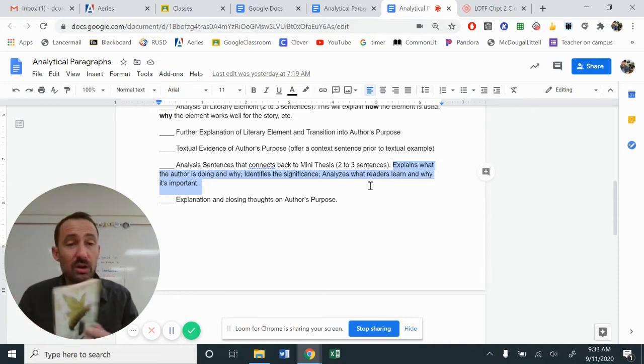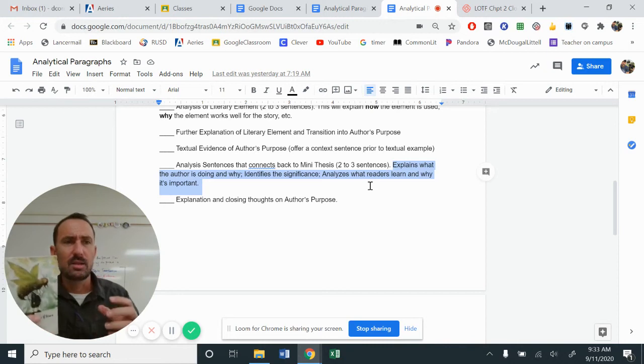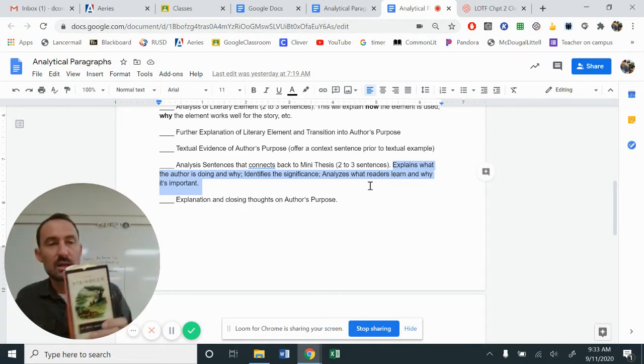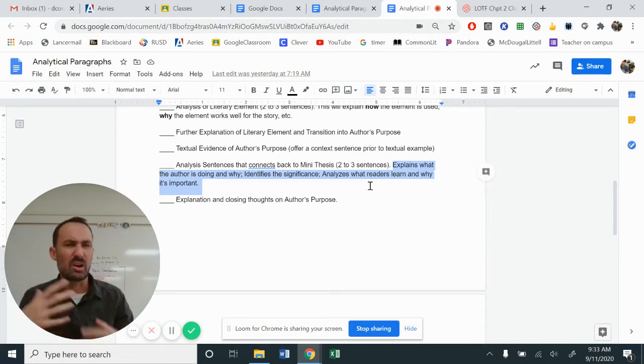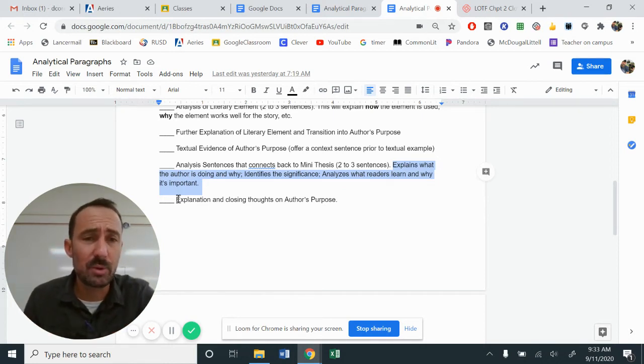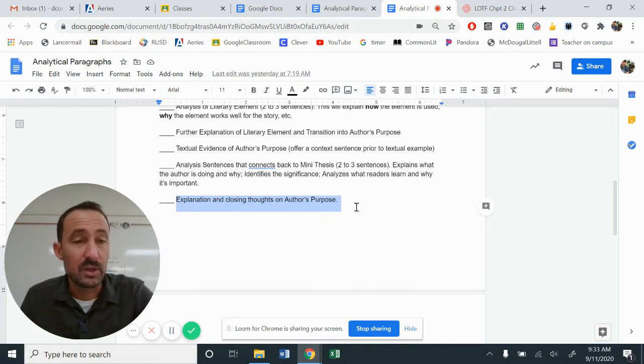Walking away from this book, I understood, wow, it's really interesting to see that without rules, we quickly deteriorate as humans. Without enforcement, we get all upset. There are things in this book that you kind of have to connect to your own life, as in any book, to say, wow, what is our author really trying to say and communicate? The last part is where you explain the closing thoughts and the author's purpose again. So you bring it on home.